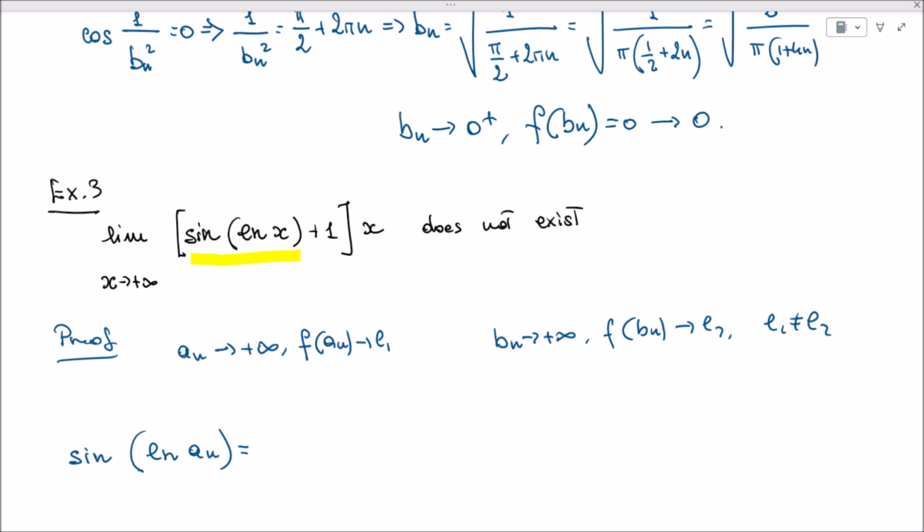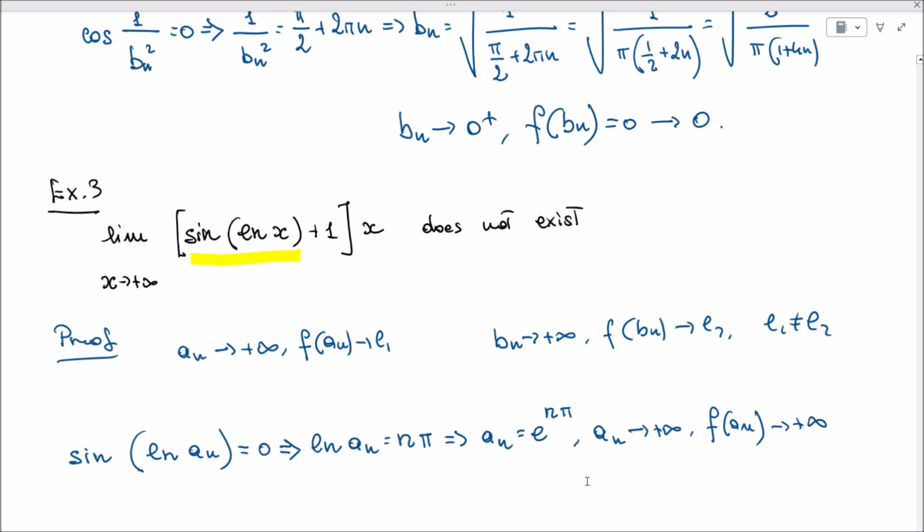Now, an. Well, we want to make sine of the logarithm of an equal to 0, but this implies that the logarithm of an, where is the sine equal to 0? Well, at every multiple of pi, okay? So this implies that an will be e to the n pi, and we see that an clearly tends to plus infinity, so this is a good candidate, and we have that f of an in this case is diverging to plus infinity. Good.